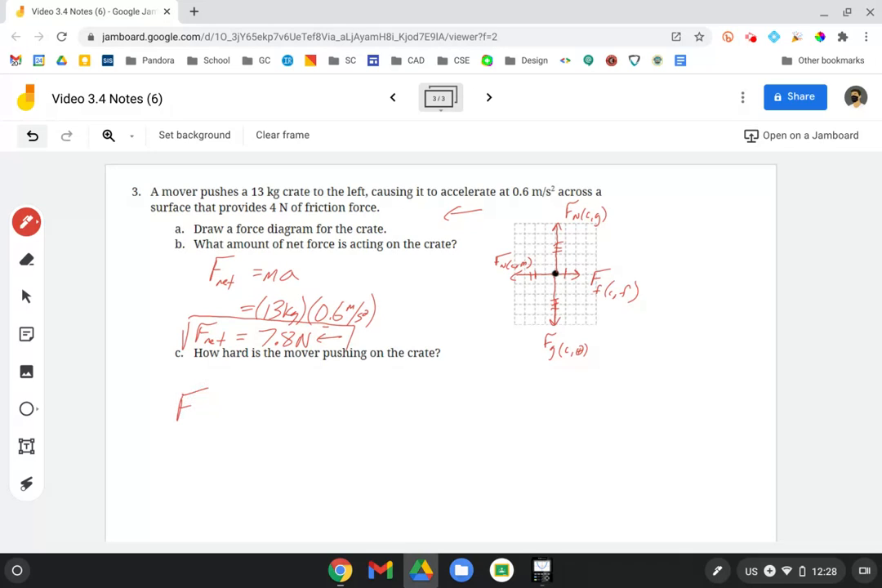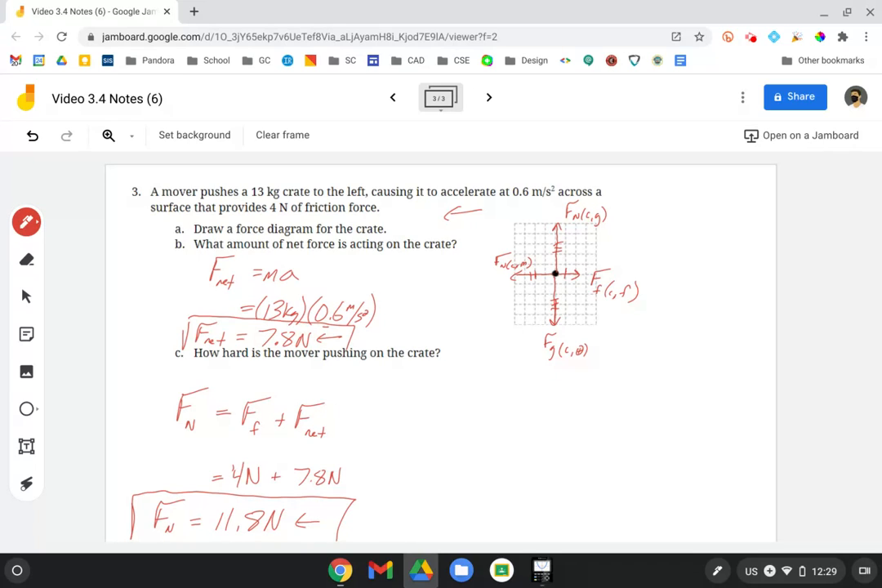So we know that the push force provided by the mover has to be equal to the friction force plus an additional 7.8 newtons, or an additional net force. We know that the friction is 4 newtons and the net force is 7.8. So we get that the mover must be pushing 11.8 newtons to the left, because if they're pushing that hard, that is 7.8 newtons harder than the friction is resisting them, and that will cause the crate to accelerate at the acceleration listed in the problem.